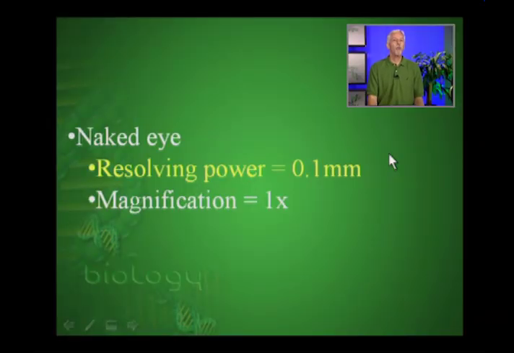Okay, so with the naked eye then, our resolving power is about 0.1 millimeters. And a millimeter is 1/1000th of a meter. And so we refer to that magnification as being 1x.